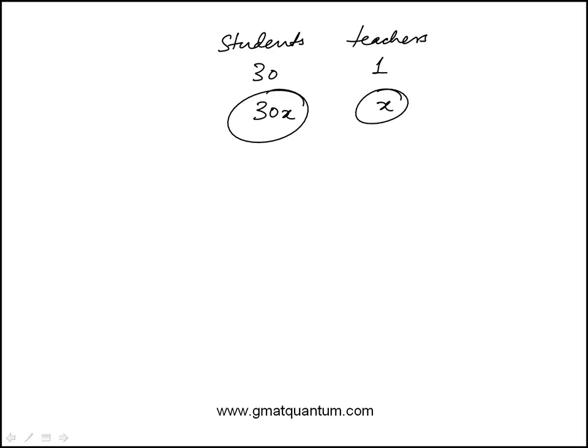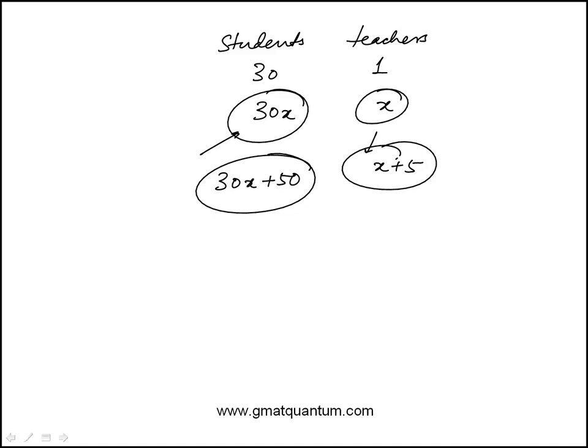We're told that the student enrollment were to increase by 50 students, meaning it's now 30x plus 50, and the teachers would increase by 5. We have the new ratio between these two quantities is 25 to 1. So we cross multiply 30x plus 50.